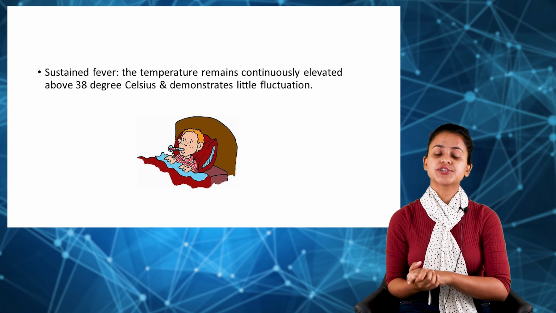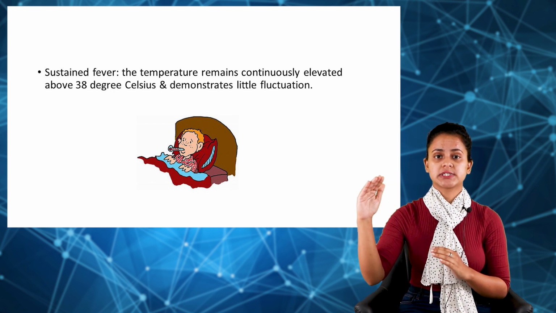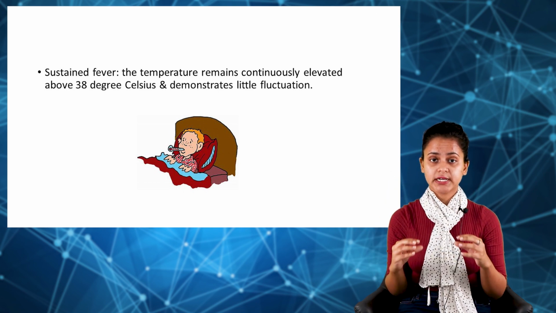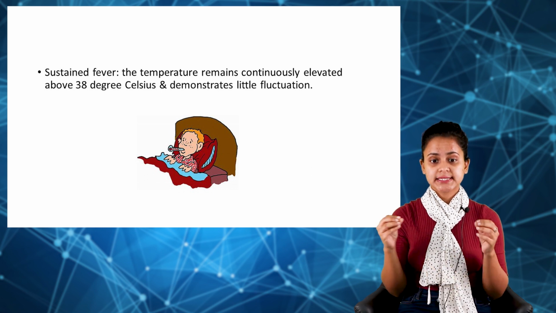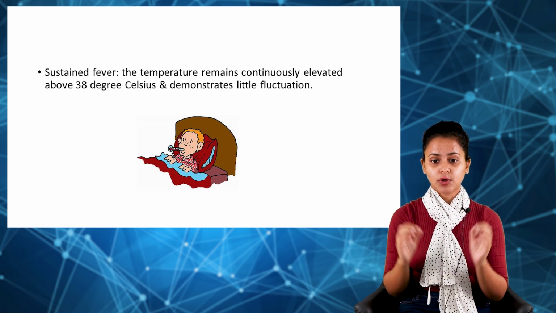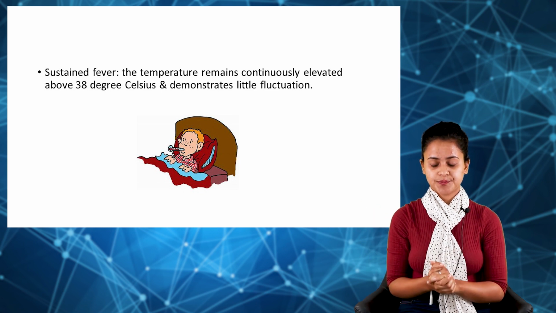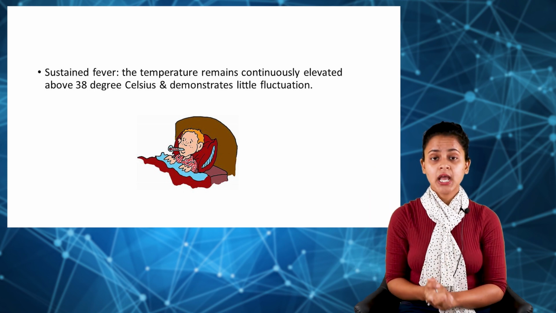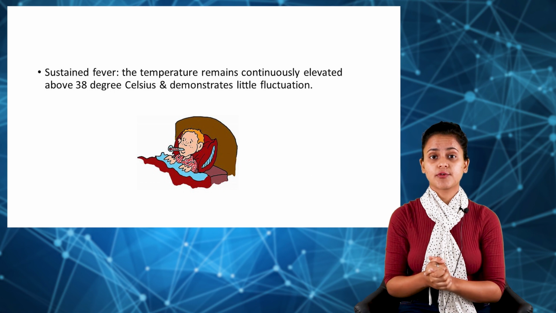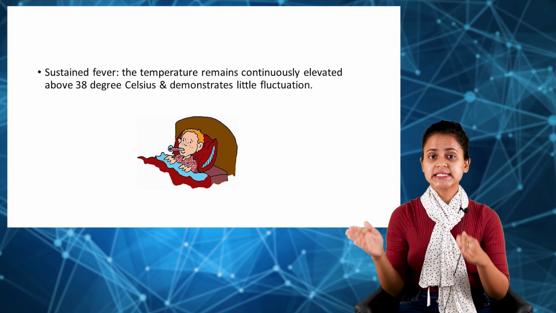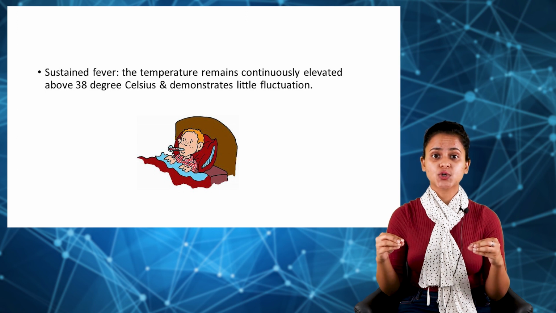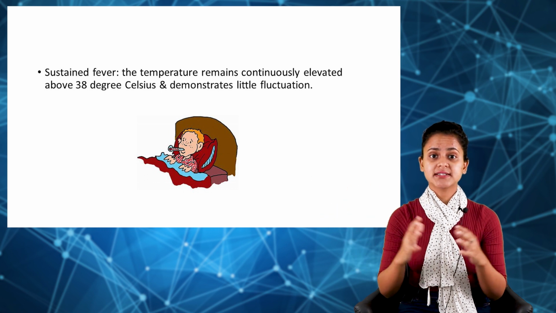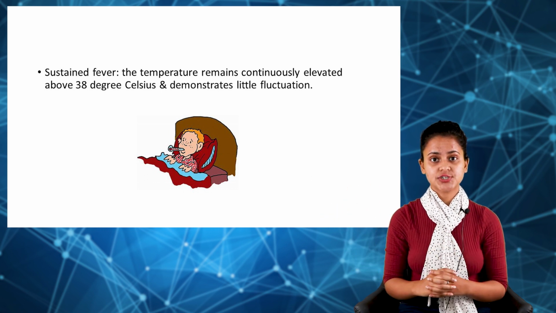Next, we are going to learn about sustained fever. Here the temperature will remain continuously elevated, going above 38 degrees Celsius, and will demonstrate little fluctuation. Both in intermittent and remittent fever we have seen there will be fluctuation, right? But in sustained fever we are not going to see any decrease in the body temperature. It will stay above 38 degrees Celsius continuously until a treatment is initiated for the client.